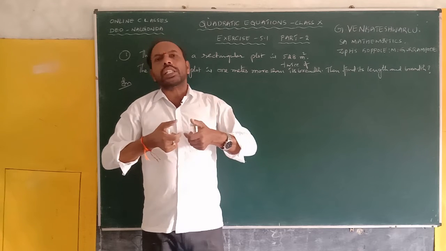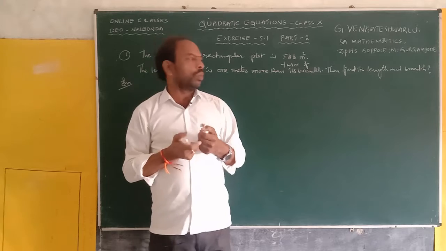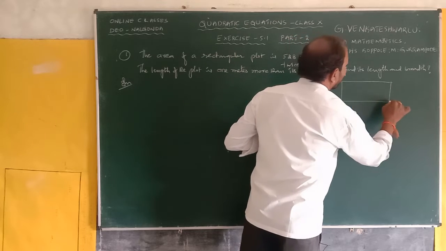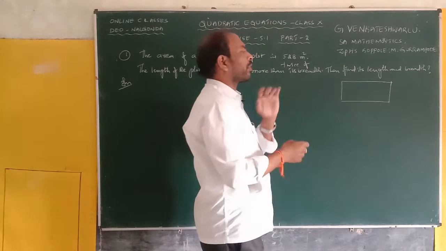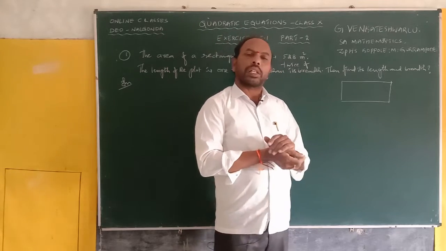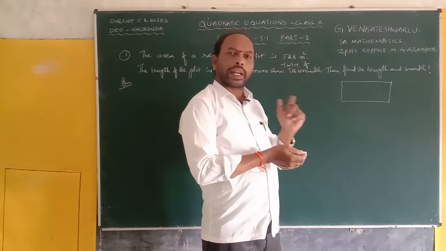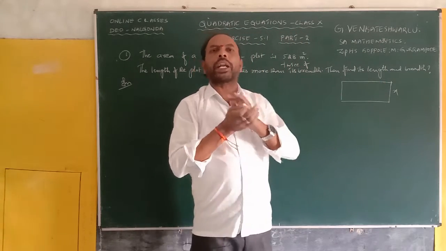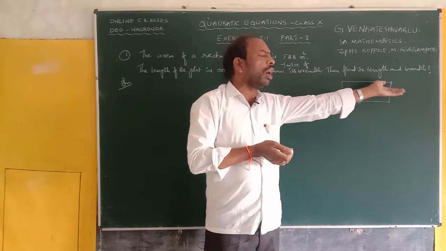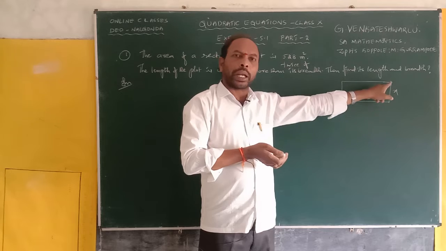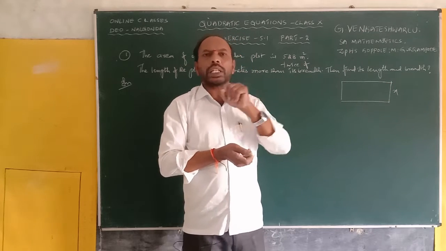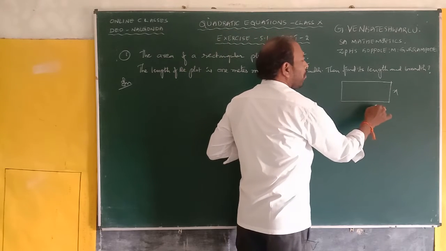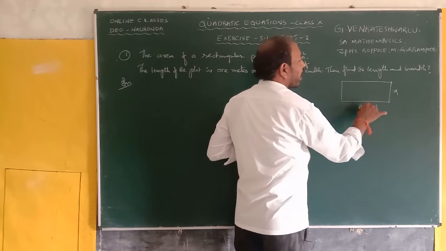So in this problem, what is the dependent value and what is the independent value? Look at this figure. A rectangular plot is given. This figure represents a rectangle. In this rectangle, breadth is taken as x. Breadth is the independent value and length depends on its breadth. That's why breadth of the rectangle is taken as x meters and length of the rectangle is 1 meter more than twice its breadth.